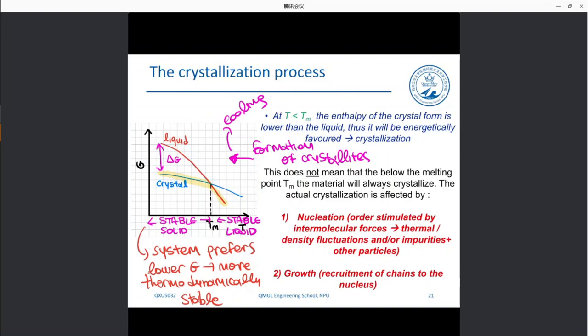Yes, as we said earlier, crystallization is affected by two separate processes. We have the nucleation, which is the most important part of the process, because nucleation is the part where we initiate crystallization. It is the first step in order to start crystallization, and that order is stimulated by intermolecular forces. So the van der Waals forces between chains act and they compact the chains. And it is taking place because of thermal or density fluctuation, that is by controlling the cooling rate or controlling the density of our system.